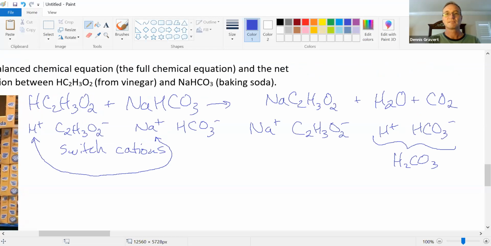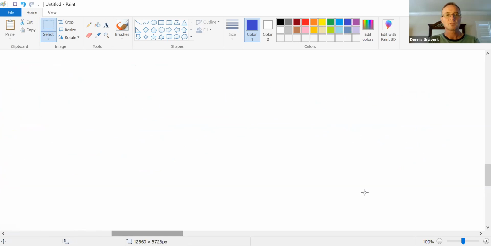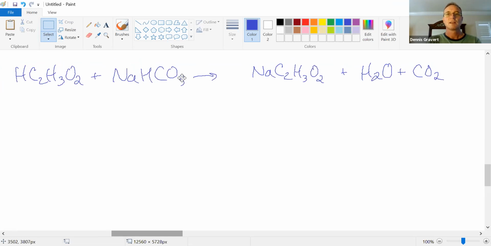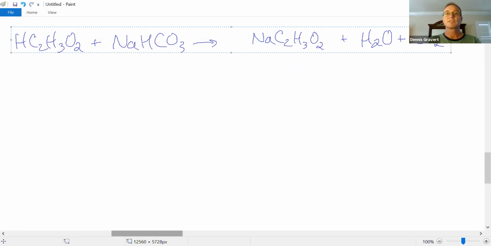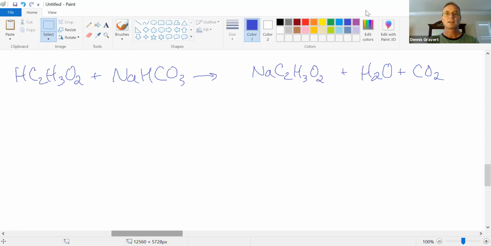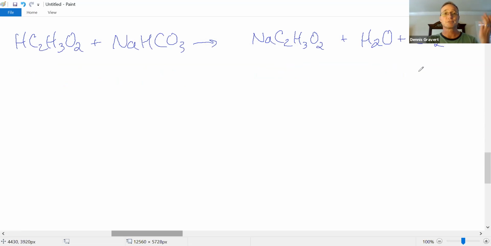Okay, I think we're good on predicting the products. Next, we got to balance it. So let's go to the right where there's some more room. All right, save the simplest molecule for last. Which of these appears to be the simplest? I would say the water again, or the carbon dioxide. They both work. So which one do you want to do?